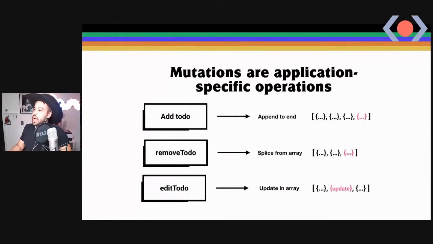Mutations and deciding how our existing collections stored on the cache should change, well, these are all application-specific operations. To Apollo Client, all it knows is that we've invoked a mutation. It doesn't know the specific behavior that we'd like to carry out. Only we, the app developers, know this. For example, an add to-do operation adds to the end of a list. A remove to-do splices an object from the array. And an edit to-do updates a to-do in place within the array.